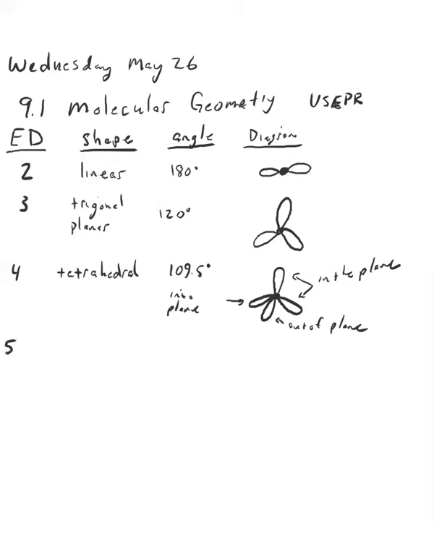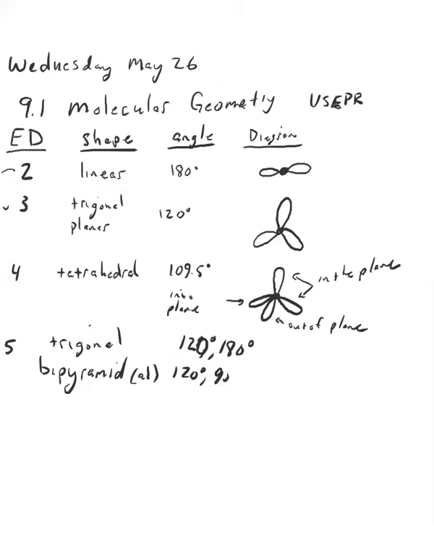Then you get to 5. 5 is actually a combination of 2 different shapes. It's a combination of these 2 shapes. So it's called trigonal bipyramid. Sometimes people will put an AL at the end. And this one has 2 angles. So it's either represented as 120, 180. Sometimes it's represented as 120, 90. Just depends who's doing it.